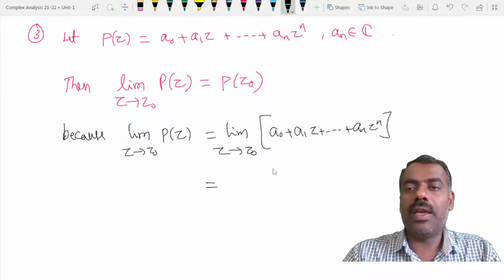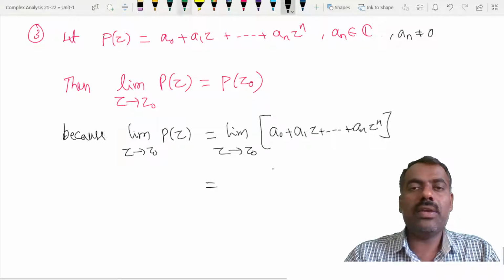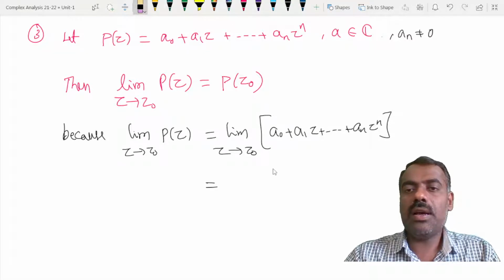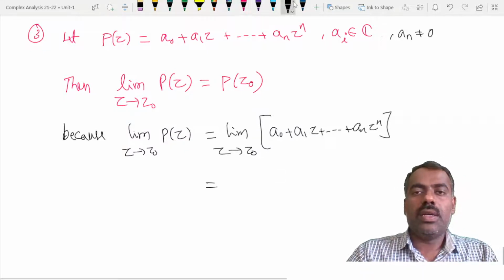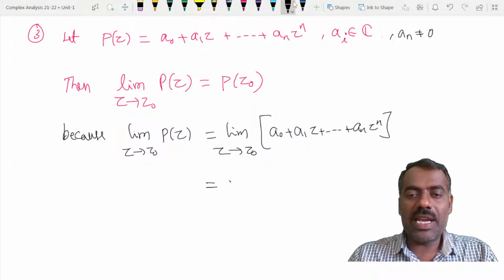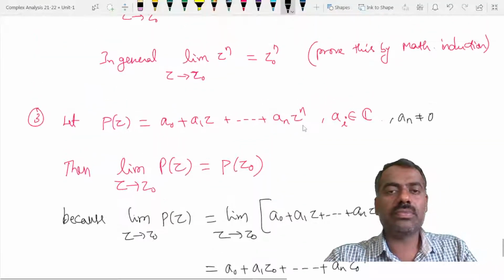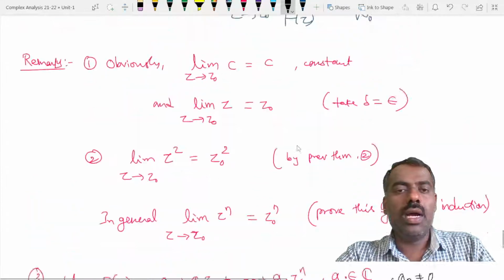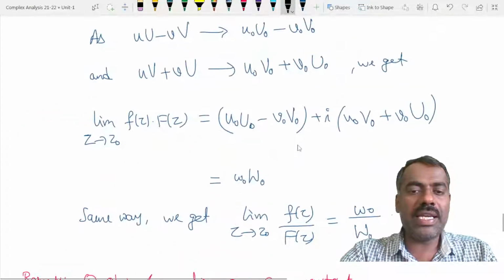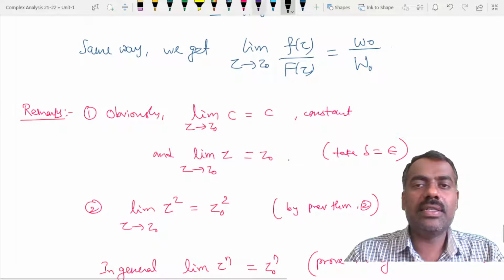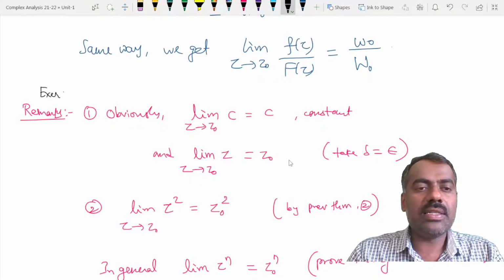Here, if you want, you take an not equal to 0. Here it is all the ai's. Okay. Then this is the same as a naught plus a1 times limit of z, which is z naught, plus and so on, an z naught power n, which is the same as p of z naught. Is that clear? Of course, you have to prove this, or you take it as an exercise. So I can write here, exercise.